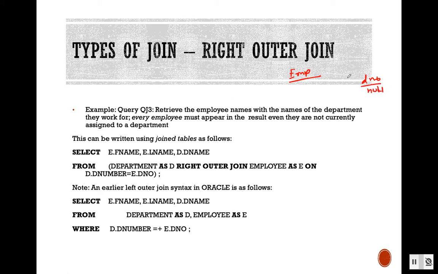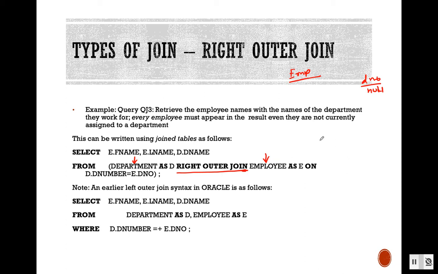Okay, that means this employee has not been assigned a department, but we want every employee in the result. In that case the right outer join is going to work like that. There is a left table and there is a right table. In the right outer join query, every record from the right table will be in the result.